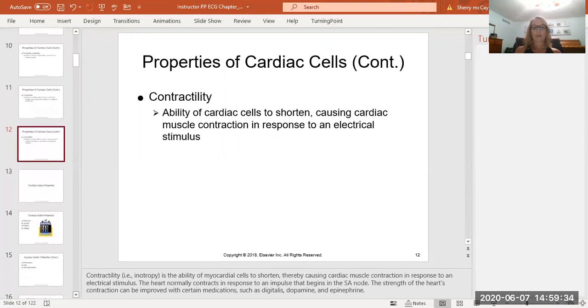The heart normally contracts in response to an impulse that begins in the SA node. The strength of the heart contraction can be improved with certain medications like digitalis, dopamine, and epinephrine. Okay.